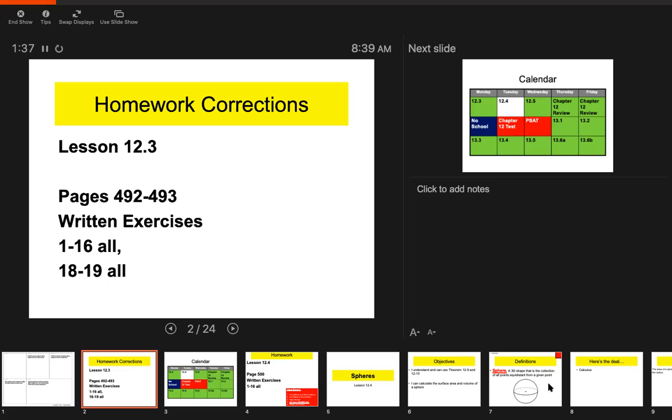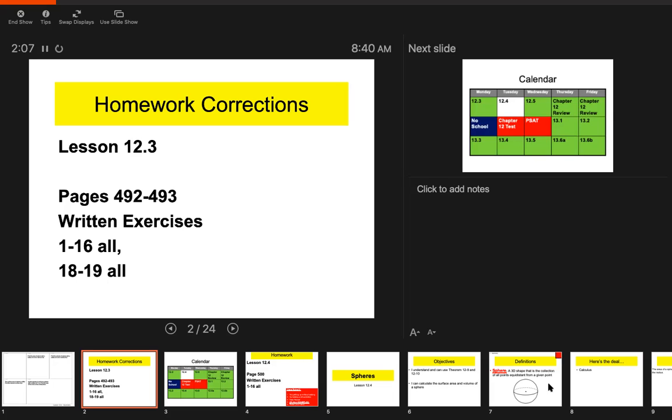Number three, LA is 24 pi, TA is 56 pi, and volume is 48 pi. Number four, LA is 240 pi, TA is 368 pi, and volume is 960 pi. Let's see, number five is 4, number 6 is 1.5, number 7 is 48 pi, number 8 is 5.